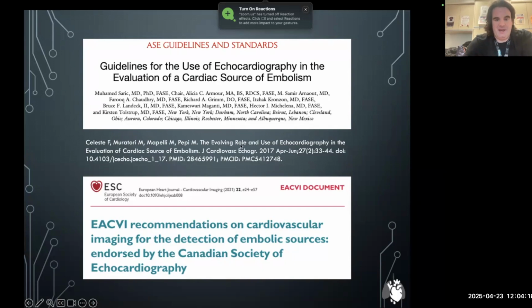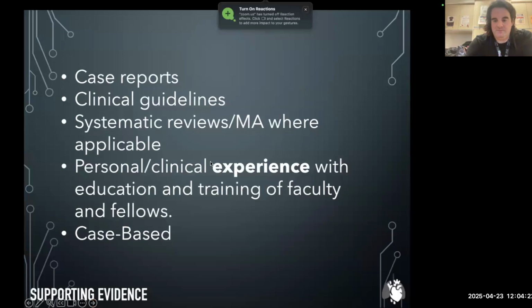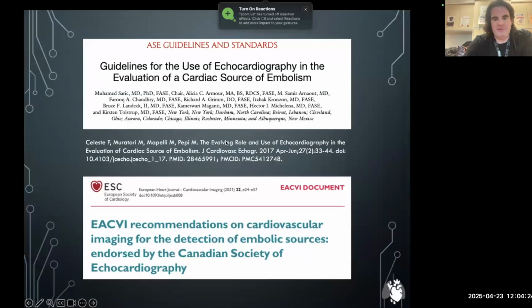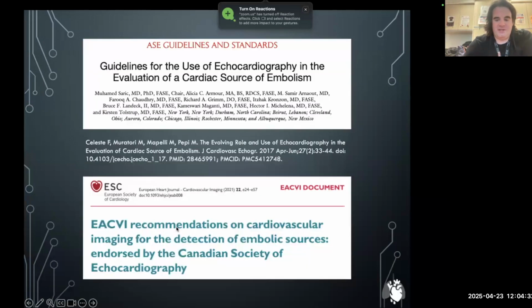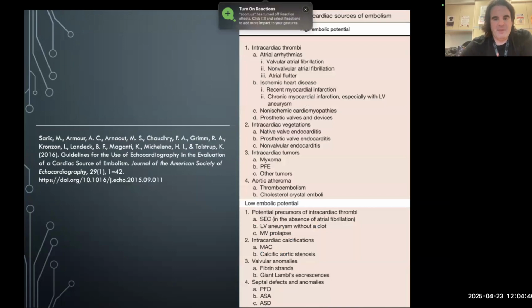And then the next one is from the Journal of Cardiovascular Echocardiography, Evolving Role and Use of Echo, a bit shorter and a bit easier to read. And then finally, the European guidelines that are done in conjunction with the Canadian Society of Echo, which again is another really nice set of recommendations that's a little more recent. So these are really complementary documents that you can take a look at.